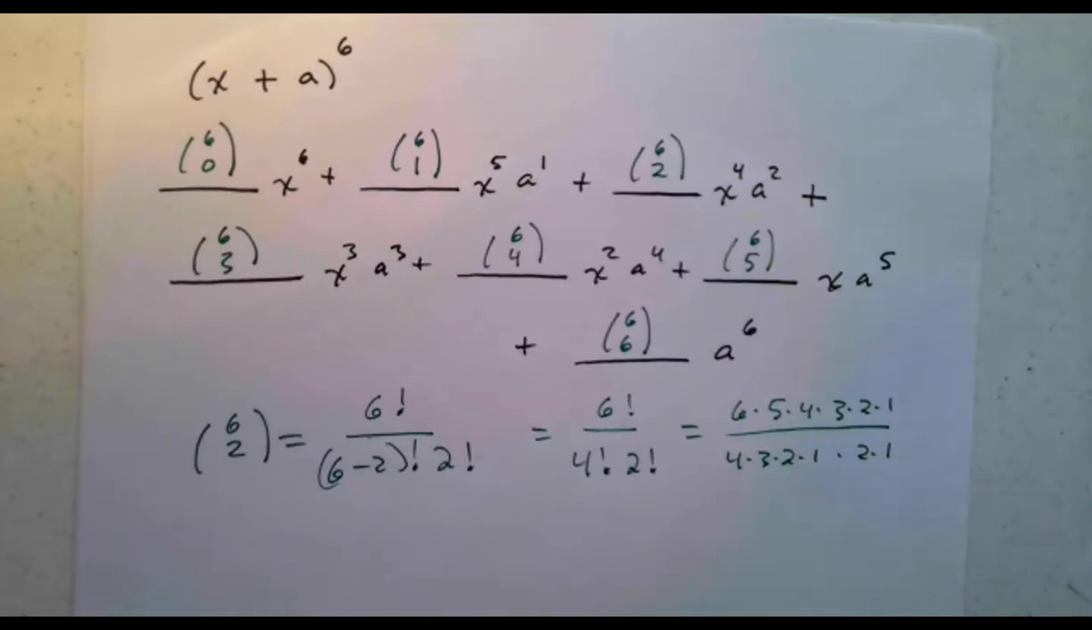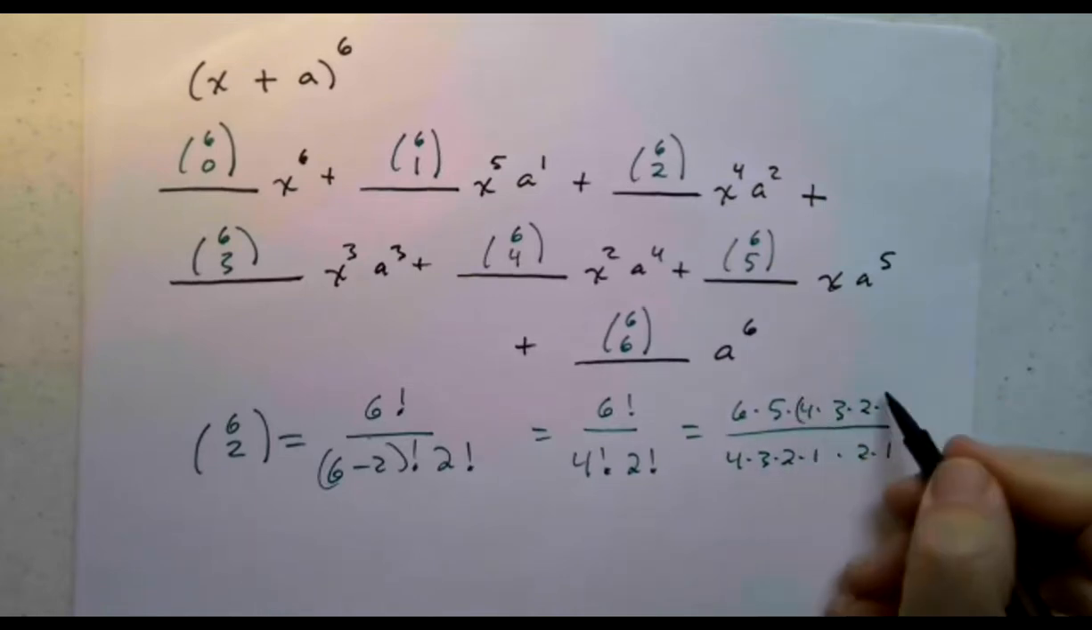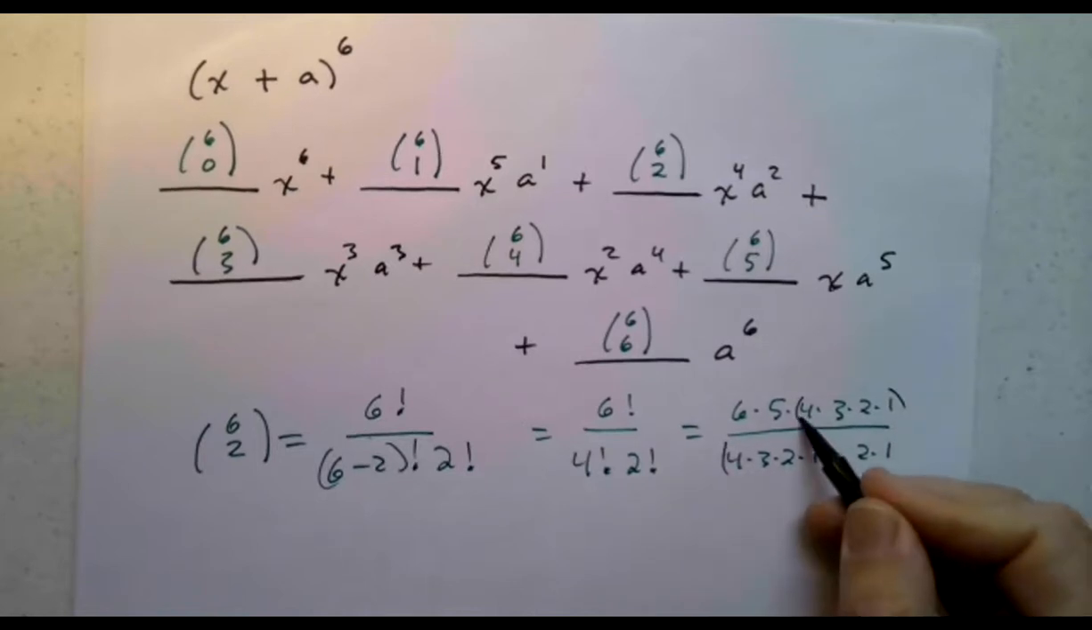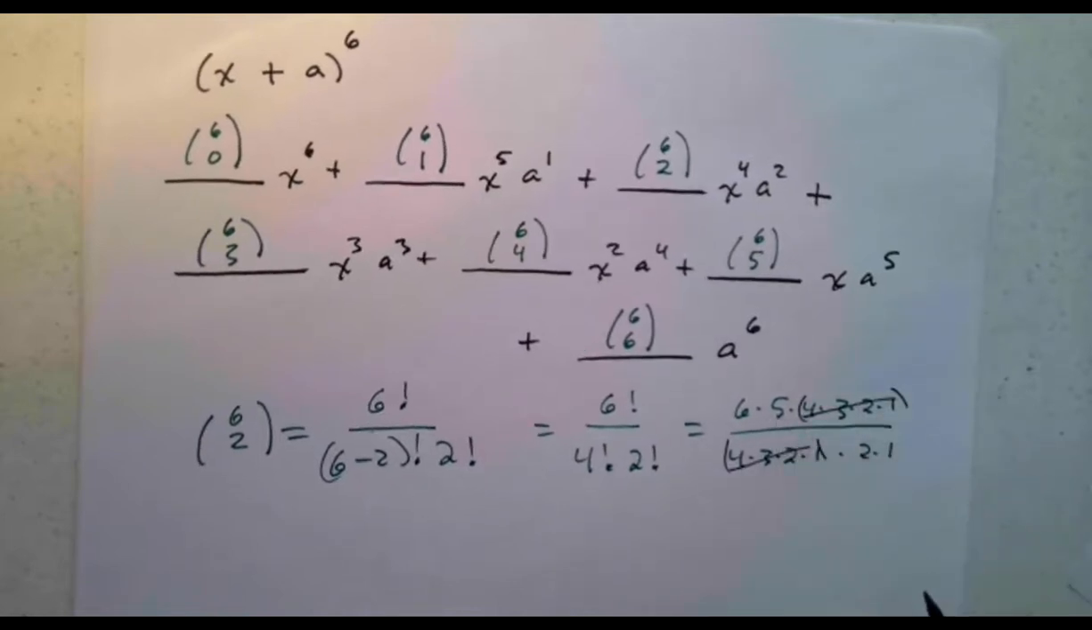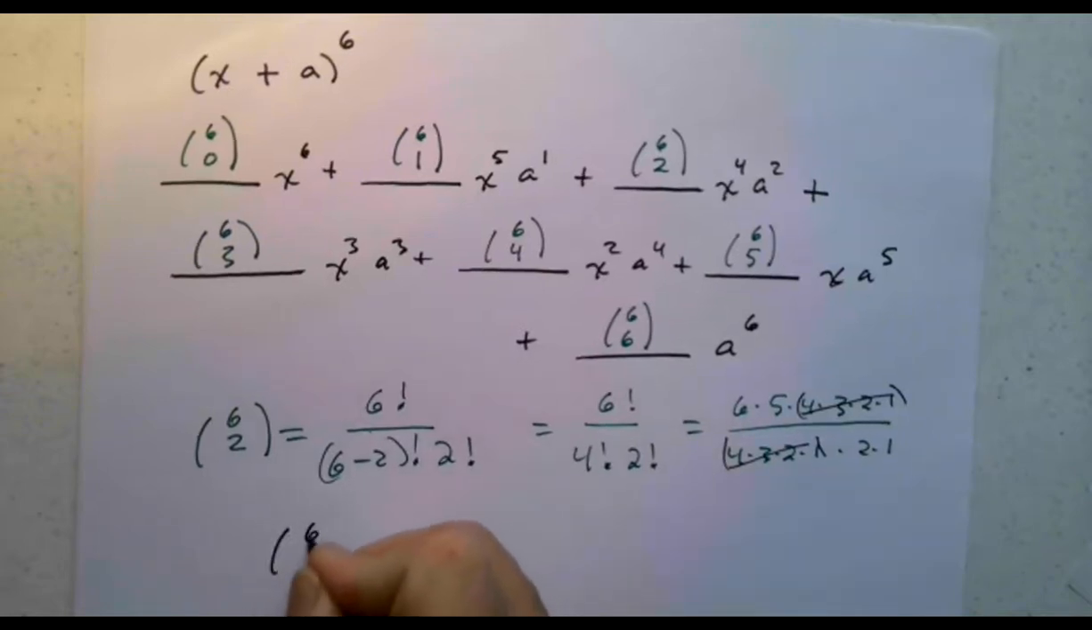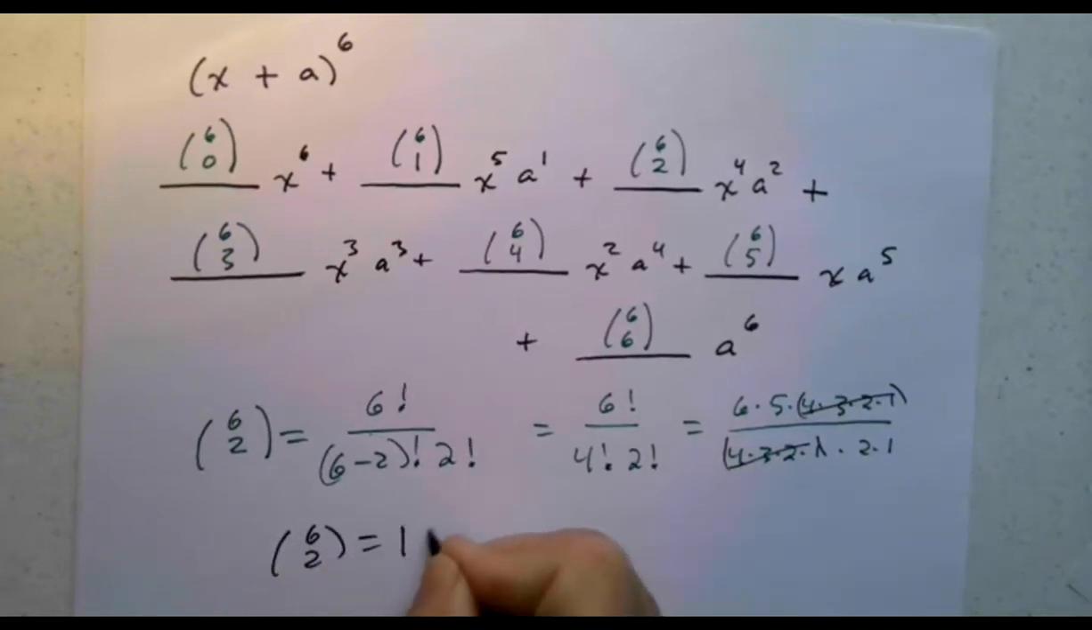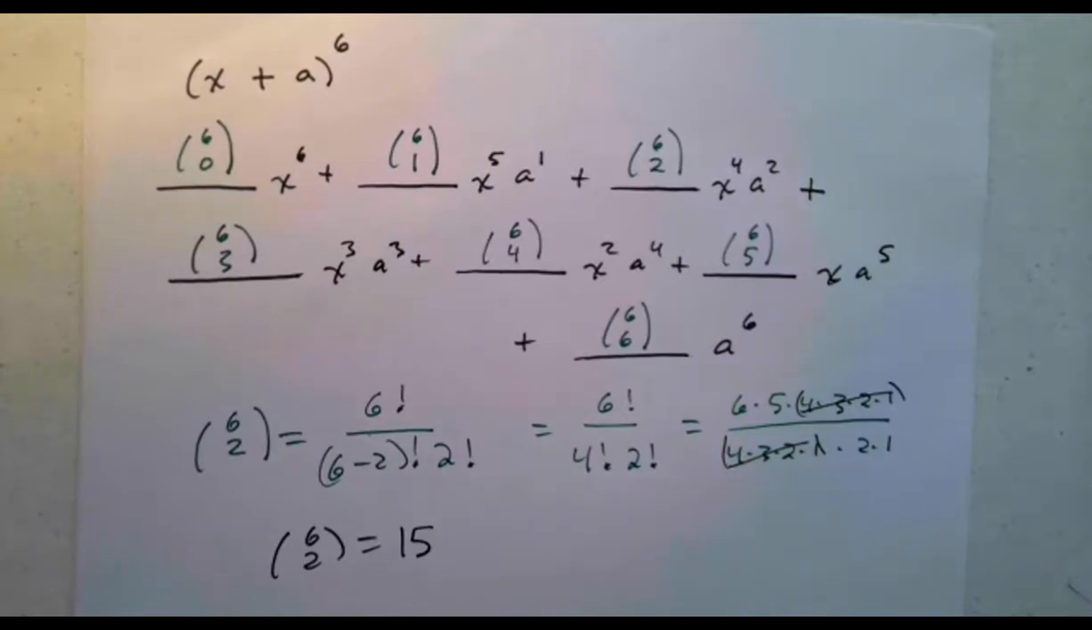So you'll notice we get some things cancel, right? 4, 3, 2, 1 goes away. 6 times 5 is 30. 30 divided by 2 is 15. So I get 6 choose 2 is 15.